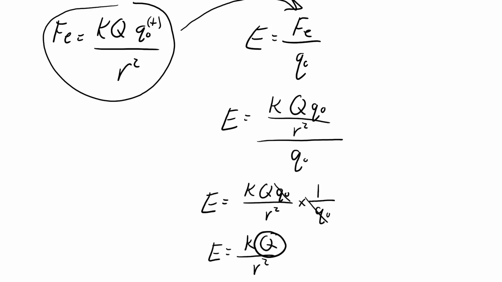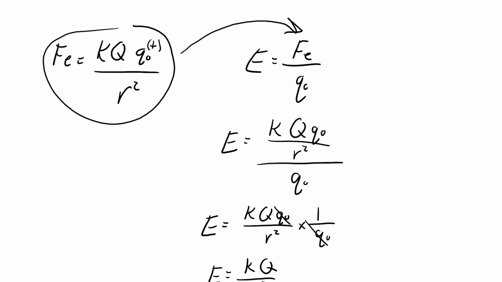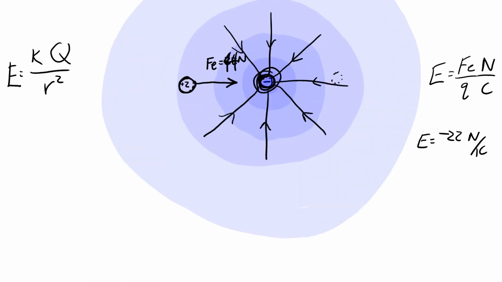And again, this capital Q is the source charge. It's the thing creating the field. So it's this negative charge shown here. This is capital Q. All right.